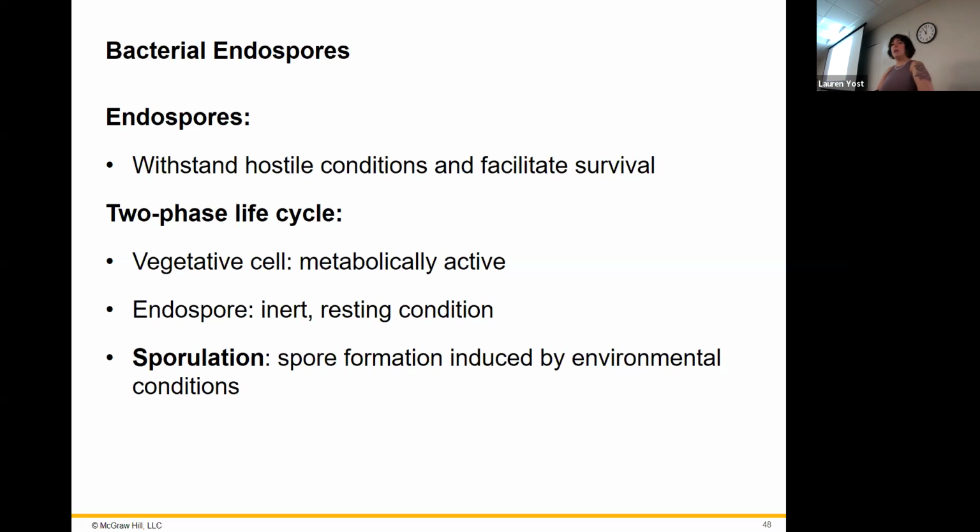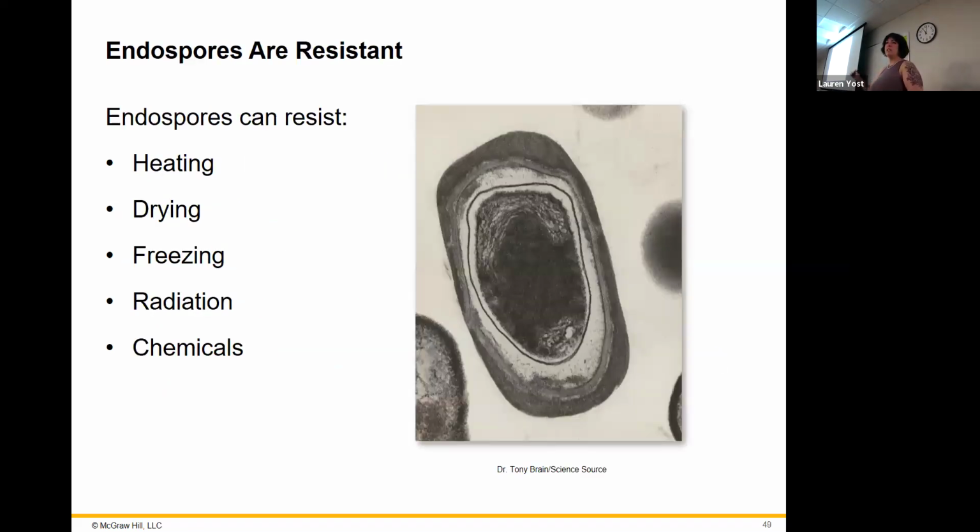Sporulation means that we are making endospores. These guys can resist heating, drying, freezing, radiation, chemicals. When I say heating, they can resist boiling. This is why if you've ever heard anybody say that boiling doesn't actually sterilize, it's literally these. You might not think that's important to you, because when are you going to see tetanus? What about C. diff? When are y'all going to see C. diff? All the time. And C. diff is one of these, and that's why it's so hard to keep it contained.